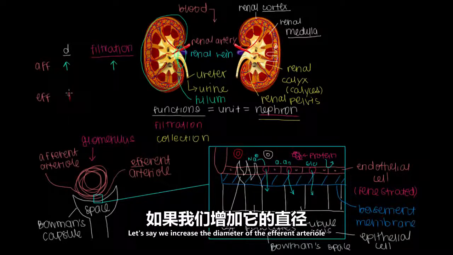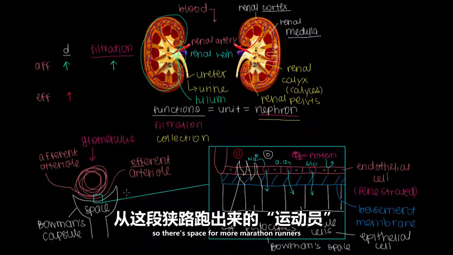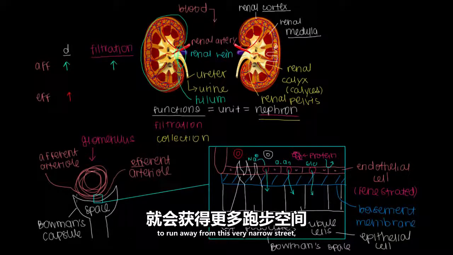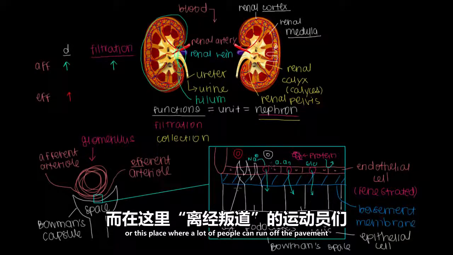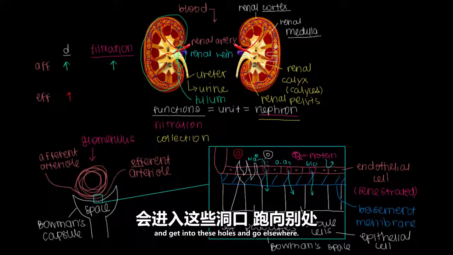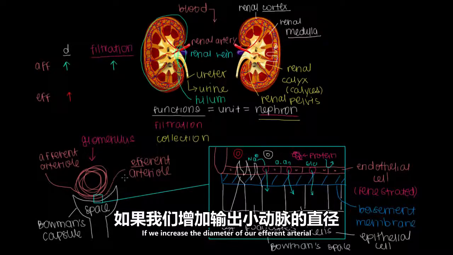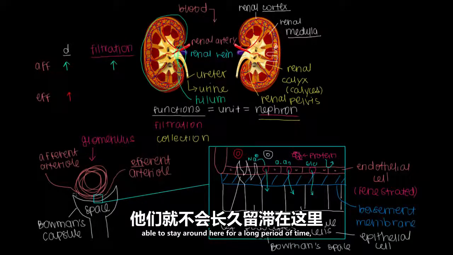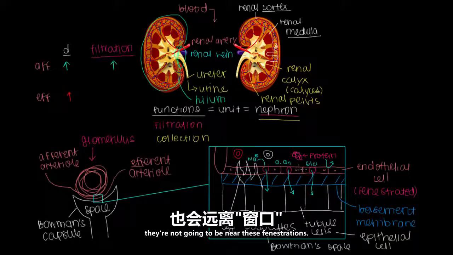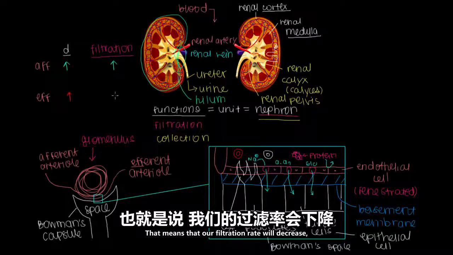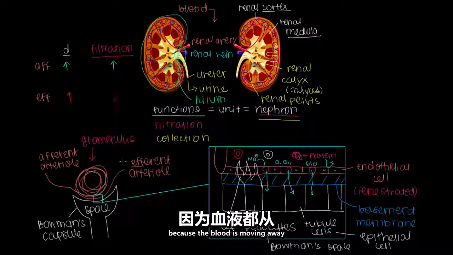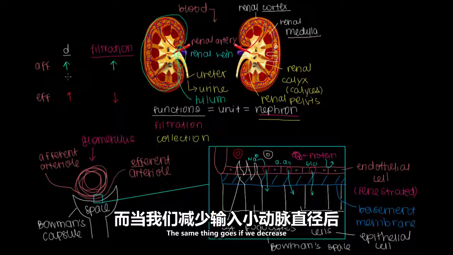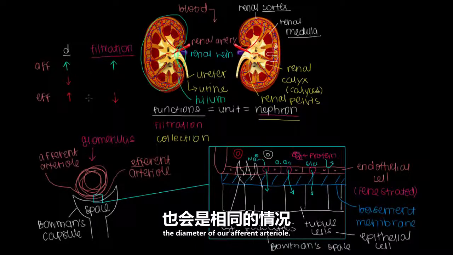Now what about if we did that with the efferent arteriole? Let's say we increase the diameter of the efferent arteriole, so there's space for more marathon runners to run away from this very narrow street, or this place where a lot of people can run off the pavement and get into these holes and go elsewhere. Well, if we increase the diameter of our efferent arteriole and allow people to leave, they're not going to be able to stay around here for a long period of time. They're not going to be near these fenestrations. So that means that our filtration rate will decrease, because the blood is moving away from the place that it would be filtered.